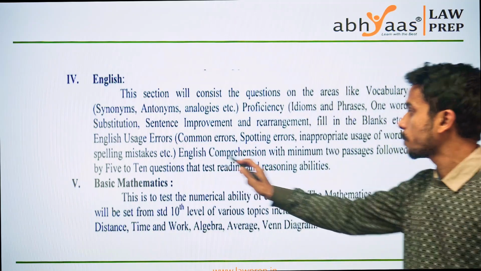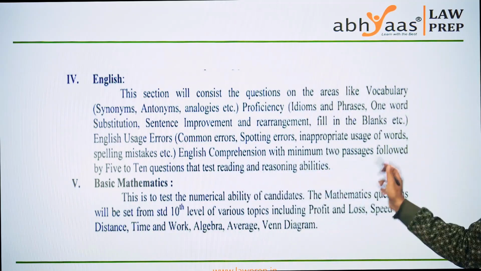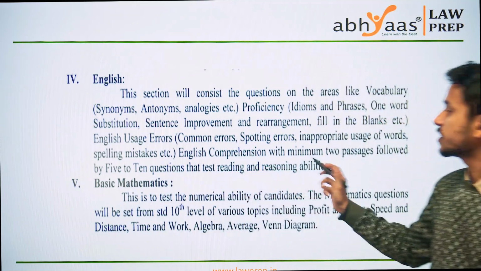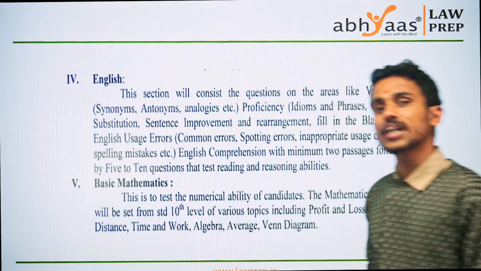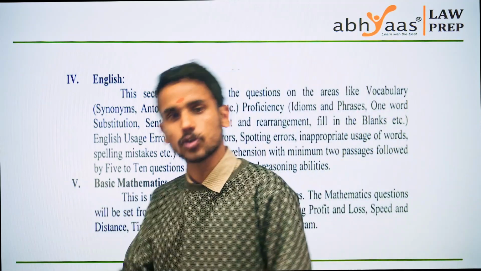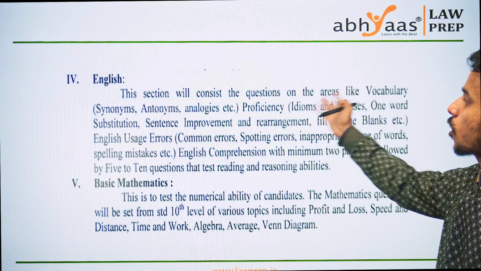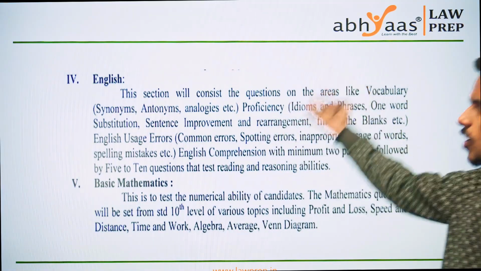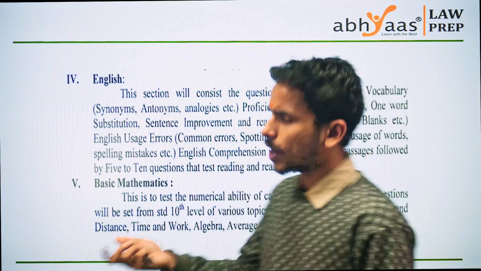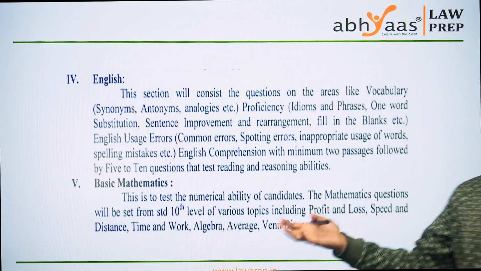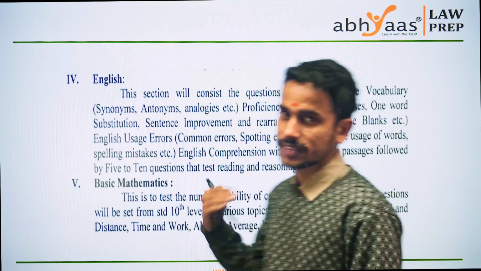Then English comprehension with a minimum of 2 passages followed by 5 to 10 questions that test reading and reasoning ability will also be asked. So you can see comprehension, a minimum of 10 comprehension based questions, and apart from that, the rest being in the format of one word substitution or analogy, synonyms, which can be one sentence kind of questions. In basic mathematics, the standard would be up to 10th class.